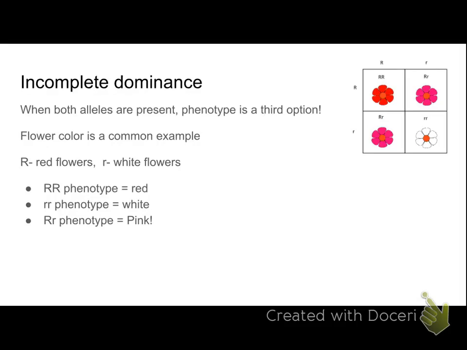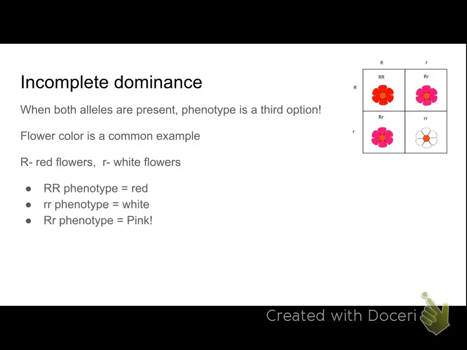This one's a little bit different. In incomplete dominance, a heterozygous individual doesn't have either option. They have some third option. So in codominance, they show both phenotypes. In incomplete dominance, they show a third phenotype. This happens in petunias, which are a kind of flower. They'll be showing up in greenhouses soon.